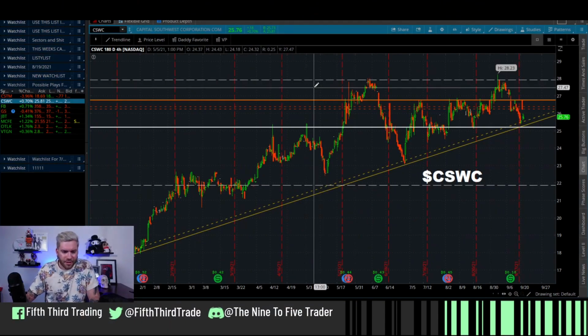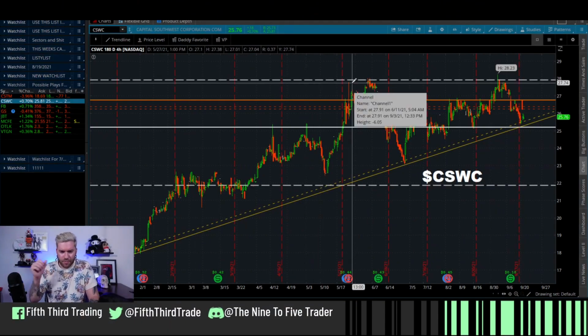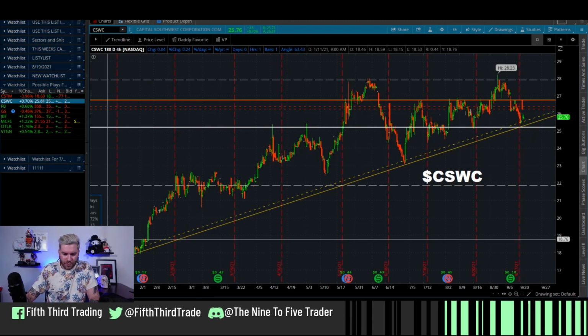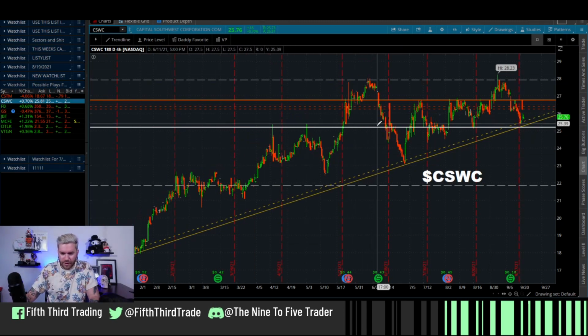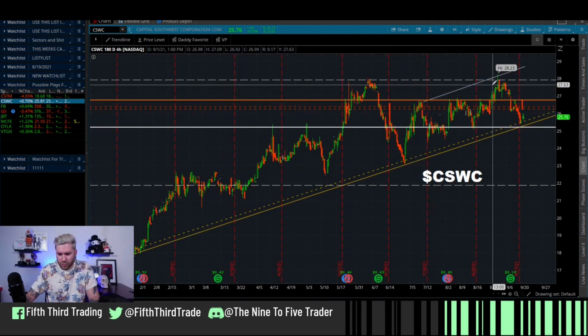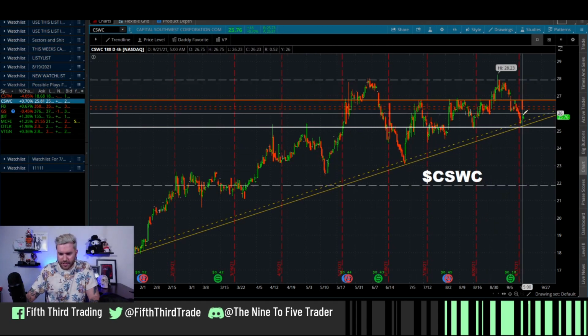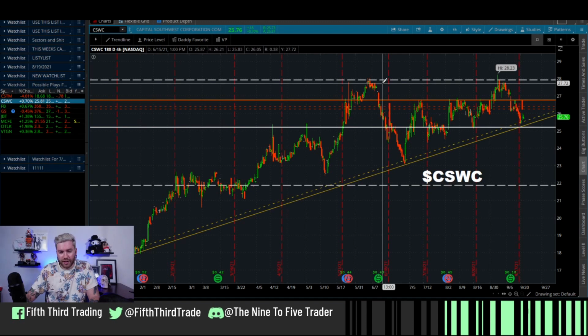Next is CSWC, Capital Southwest Corporation. Look at this great uptrend. You could probably see what we call a broadening wedge right there, and now it's resetting itself into what looks like an ascending triangle. Maybe a small uptrend channel right here. We're gonna see. But look, same resistance, and it's got higher lows. I like ascending triangles. Long term, that's what we're looking at here.